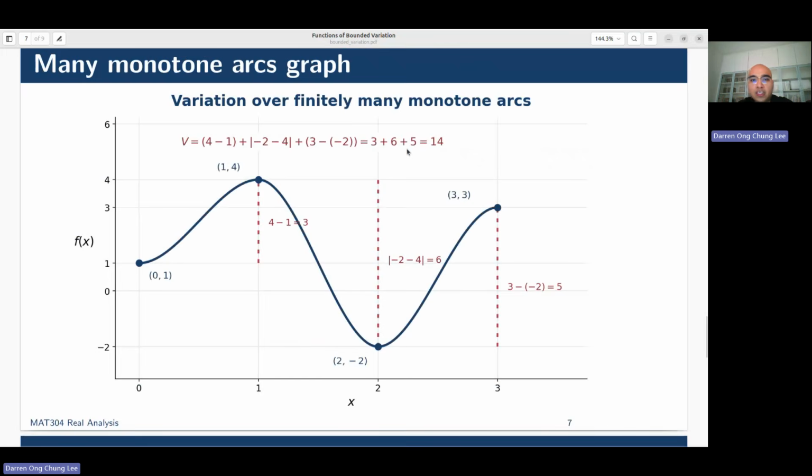All right, so let's look at the picture. Again, you see the function goes from 0 to 4. I didn't write down the function's formula here, but the function goes from 1 to 4, you get 3. From 4 to -2, you get 6. From -2 to 3, you get 5. So you add them up together, you get 3 plus 6 plus 5, which gives you a variation of 14. So again, it doesn't matter what partition you choose, you will always get the same answer.